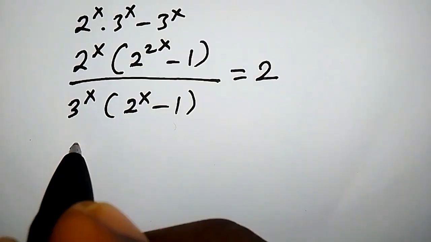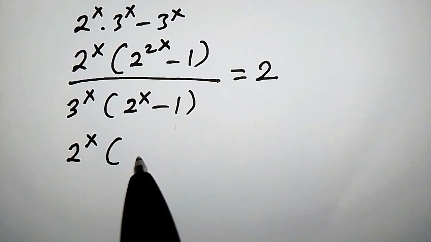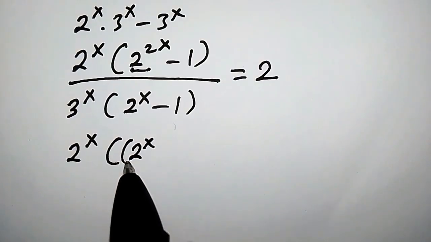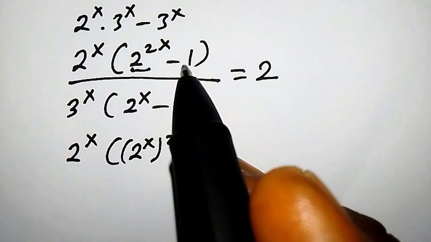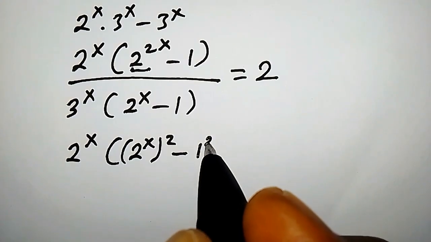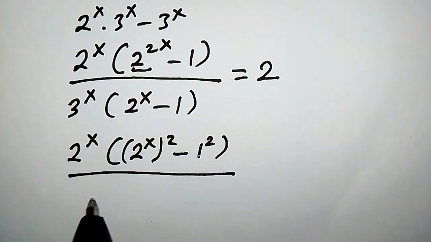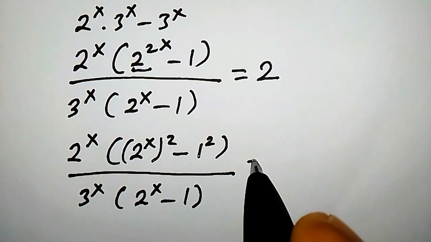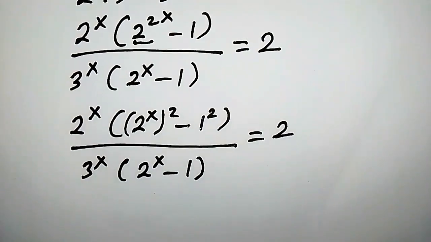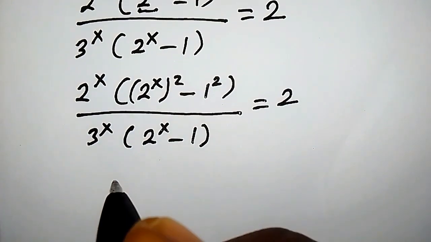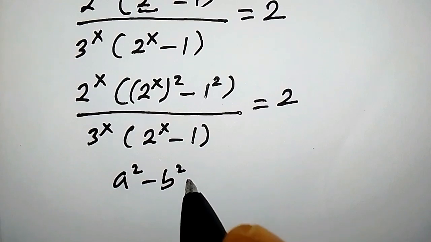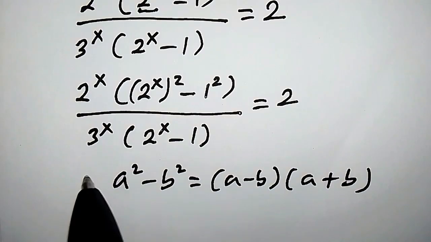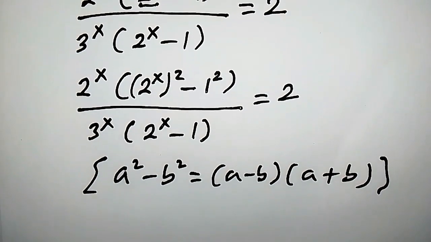Let's continue. 2^x times 2^(2x) minus 1 can also be written as 2^x times (2^x squared minus 1 squared), everything divided by 3^x times 2^x minus 1, equal to 2. Now let us recall this identity property, that is a squared minus b squared is equal to a minus b times a plus b. Take note of this property, we are going to use it later.